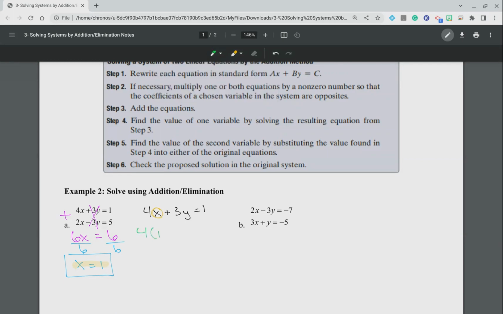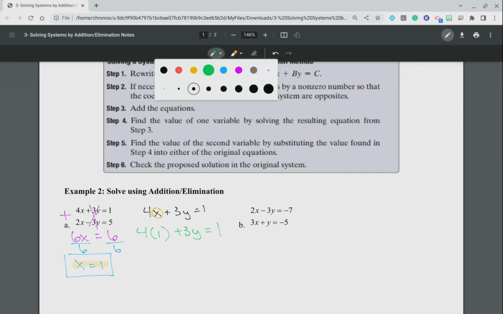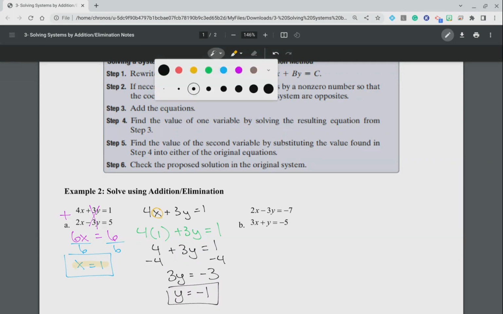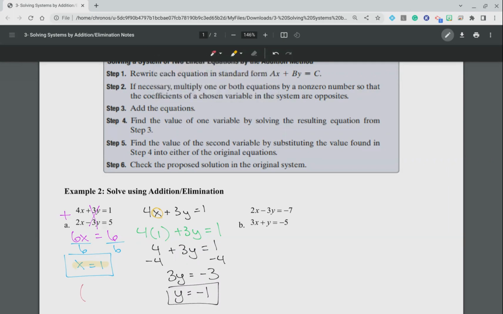So 4 times 1 plus 3y equals 1. And then finally, I'm just going to do my algebra to solve for what y is going to be equal to. So 4 plus 3y equals 1. Subtract 4. So y is equal to negative 1. And just like all the other methods that we have done, I'm going to write that as an ordered pair. 1, comma, negative 1 is my final answer.